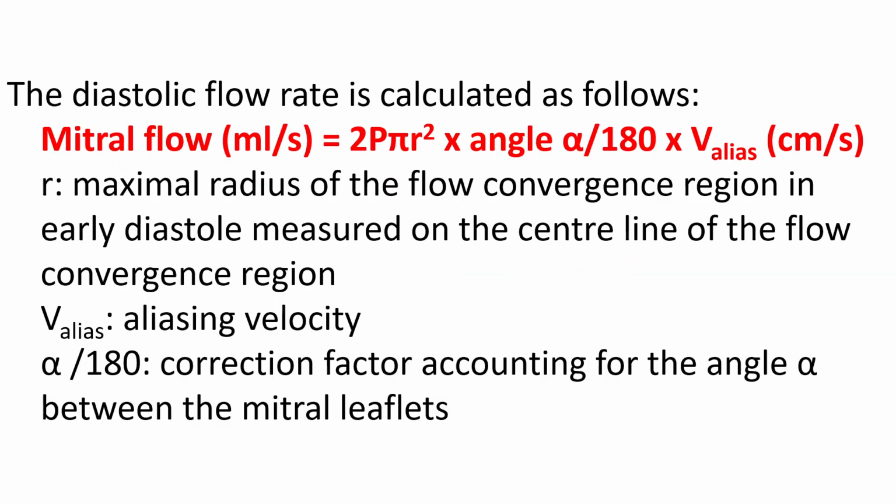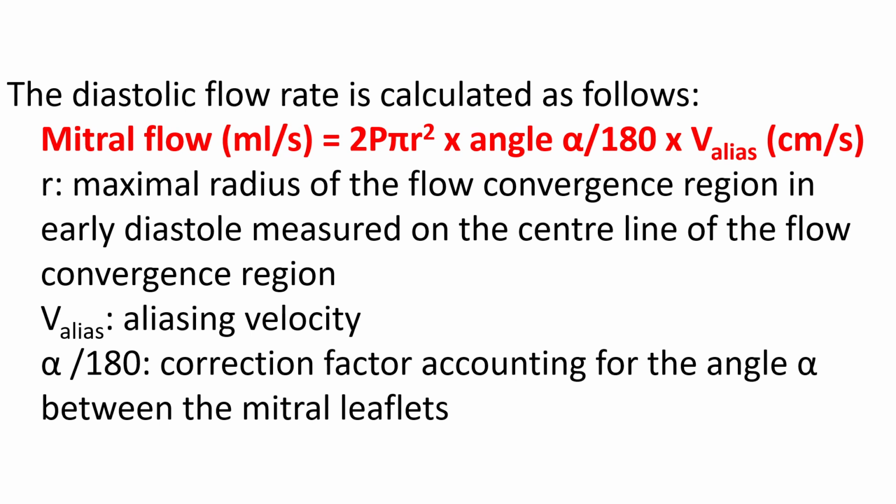The diastolic flow rate is calculated as follows. Mitral flow is equal to 2 pi r squared into angle alpha divided by 180 into aliasing velocity. R is the maximal radius of the flow convergence region in early diastole measured on the central line of the flow convergence region. V alias is the aliasing velocity, alpha by 180 is the correction factor accounting for the angle alpha between the mitral leaflets.